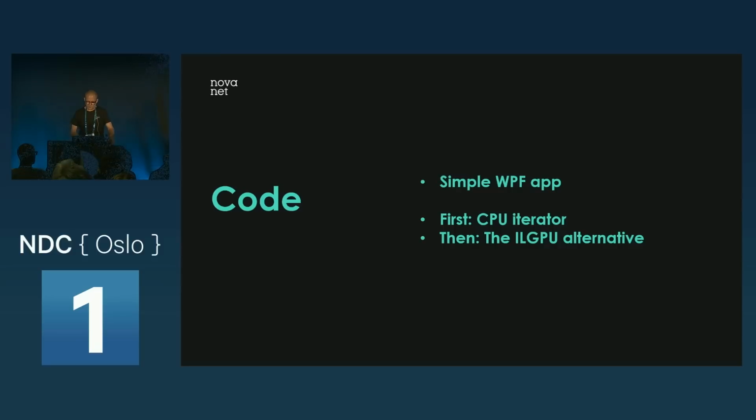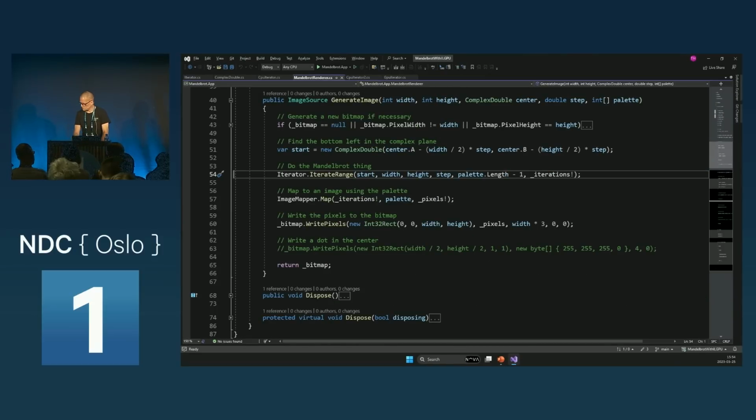Now, we'll do some code. I've made a simple WPF application. I'll show you first the CPU version of this iterator, and then I'll show you the ILGPU alternative and what it does for the render time. So, there we are. Good. So, this first here is application code.